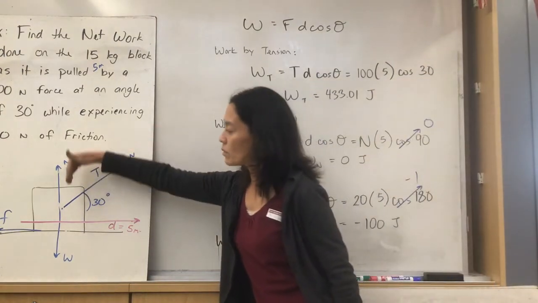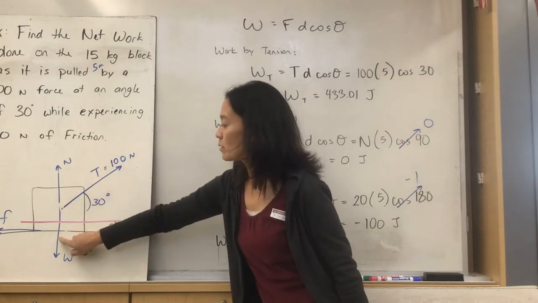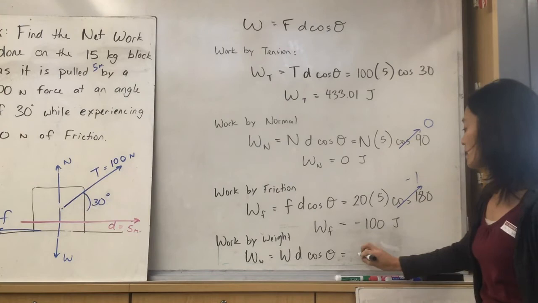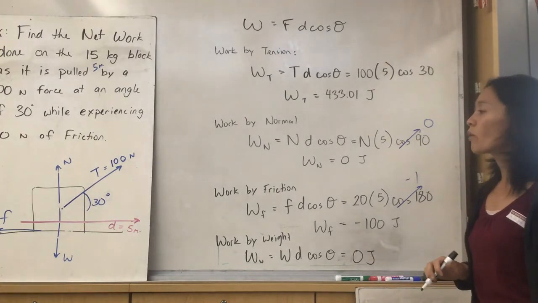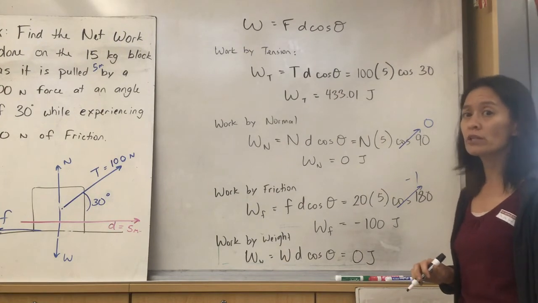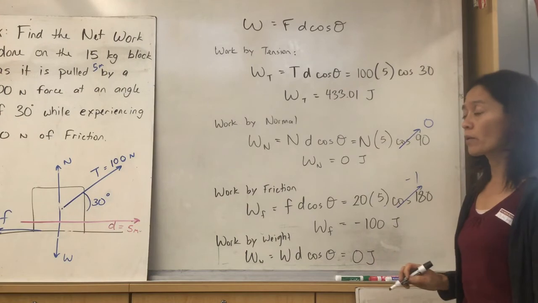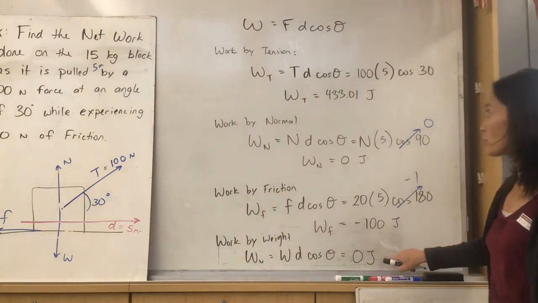My weight is going down. My displacement's going to the right. So the angle between these two is 90, so this is going to be 0 joules. And that makes sense. The weight is not contributing to the movement of the object forward. The object is moving forward. Weight is going vertical. It's not helping it, it's not hindering it, but it's contributing 0 joules.